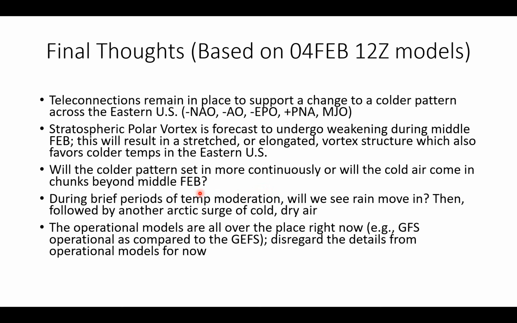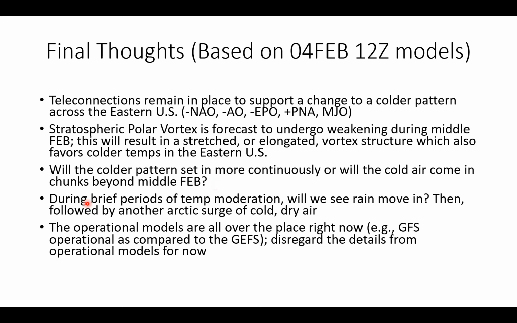Will the colder patterns set in more continuously, or will that cold air come in chunks or waves beyond middle February? Okay. All right, we saw the major Arctic chill in January, right? The models about 10 days out from that major Arctic chill moving into the east initially showed Arctic air pretty much locked in for an extended period of time, about 10 days. What happened in January, however, is the Arctic air kind of came in waves. And then in between those little waves of Arctic air that came down from Canada, you'd have a little bit of a moderation in temperatures.